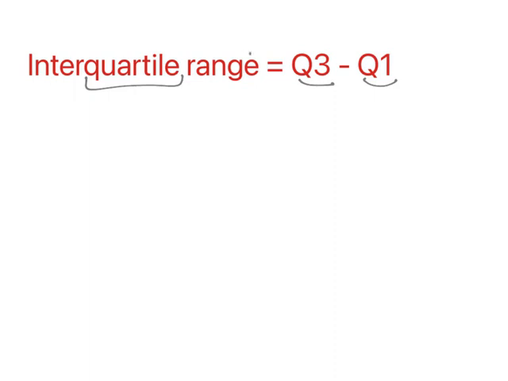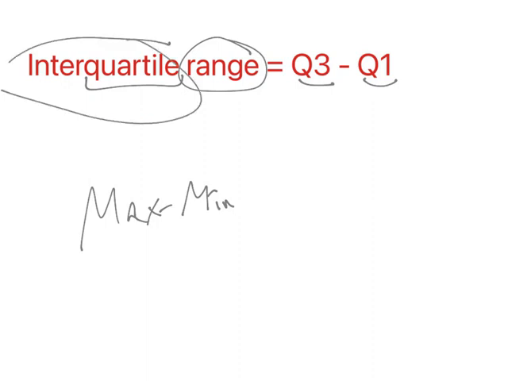range. And that should make sense, because if we find the range of a data set, we take the max minus the min. So we're already subtracting two values. And the interquartile range means we're taking the two quartiles there in the middle and subtracting them.